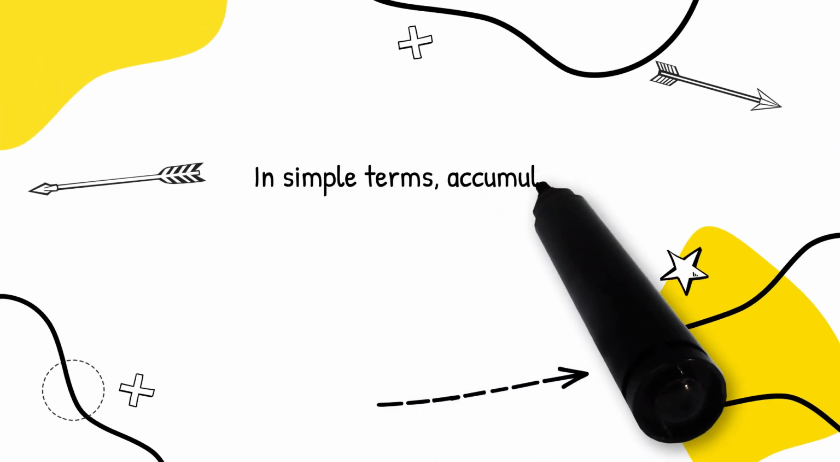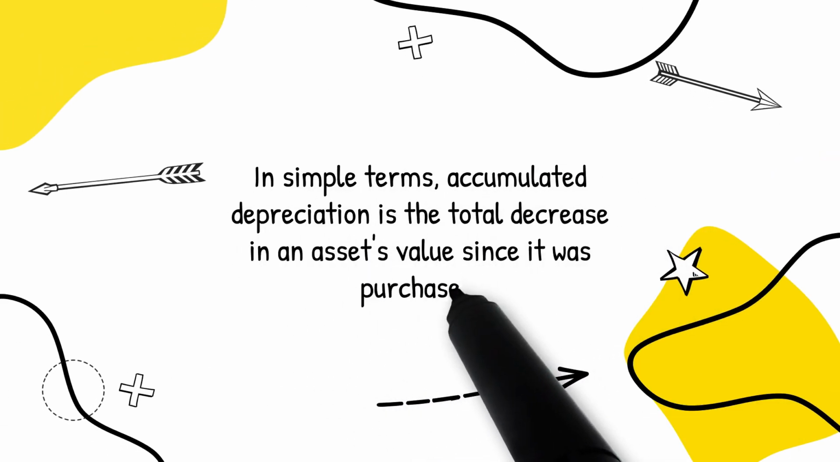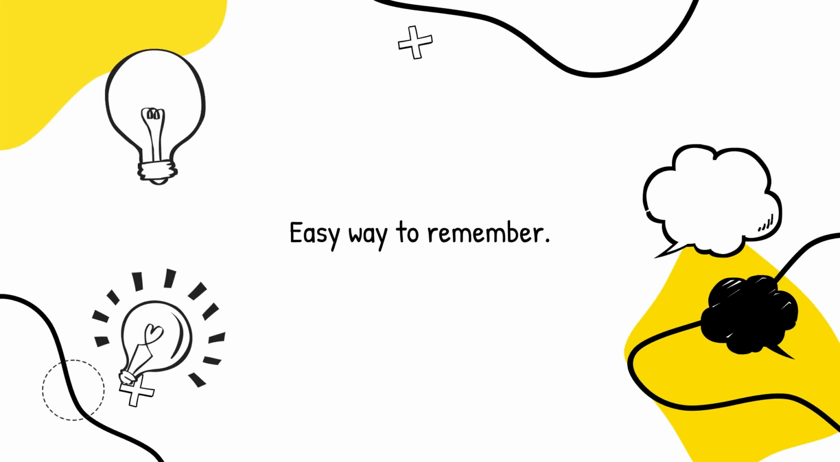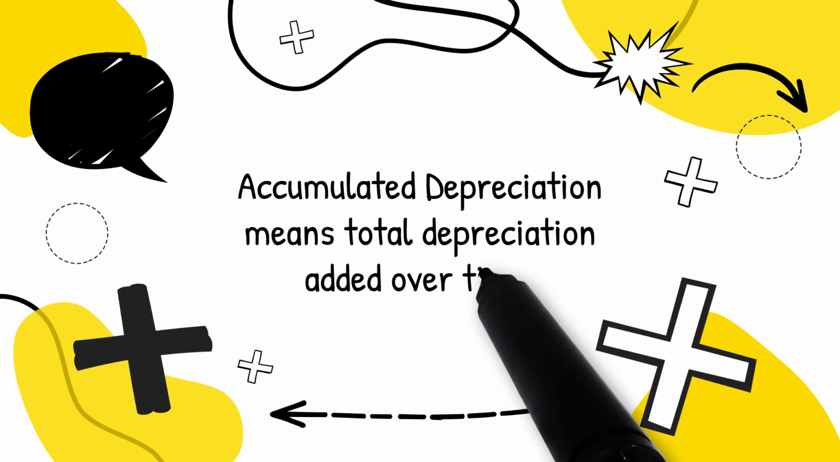In simple terms, accumulated depreciation is the total decrease in an asset's value since it was purchased. Easy way to remember: accumulated depreciation means total depreciation added over time.